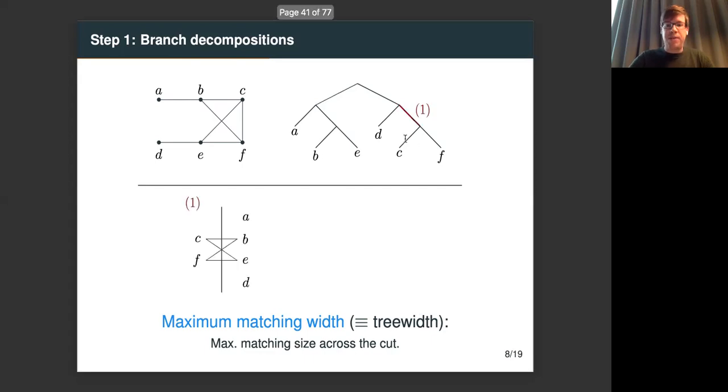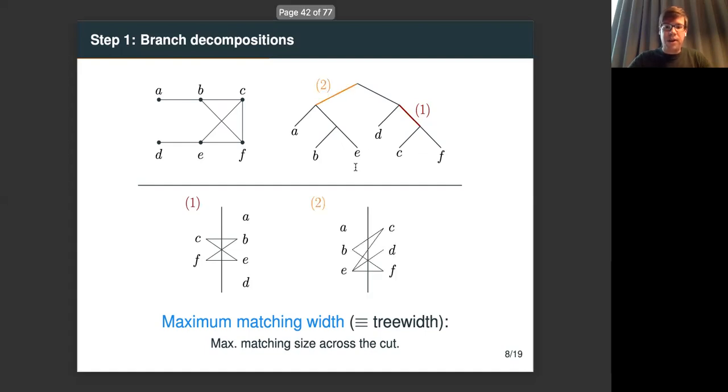Okay, so for example, if we look at this edge here, we have CF on one side and ABDE on the other side. And the bipartite subgraph that goes across looks like this. Here we have a matching of size 2, right? So the width of this cut would be 2.